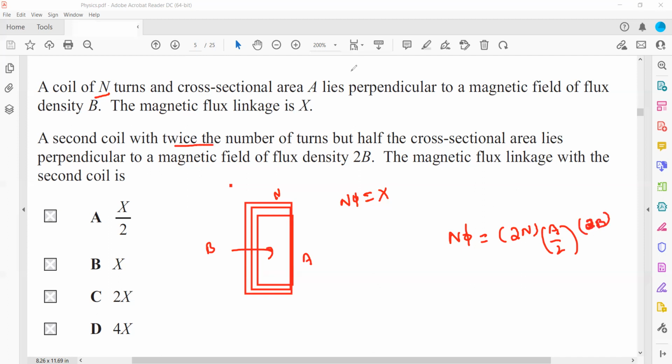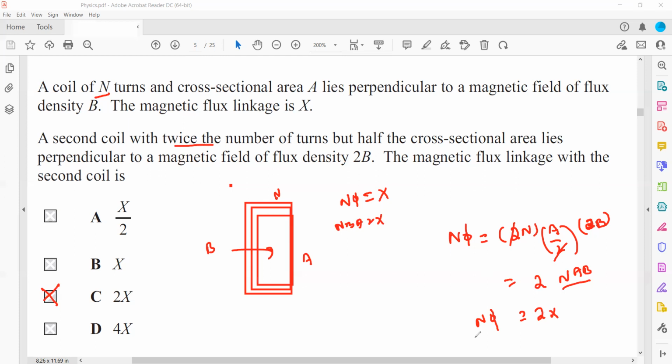When we simplify, because n phi is X, or we can say NBA is equal to X, this 2 will cancel with this 2. So this 2 will be there at the first, so 2NAB. And 2NAB or 2NBA is equal to X. So we can say it is 2X. So n phi is equal to 2X. So C will be the right answer for this.